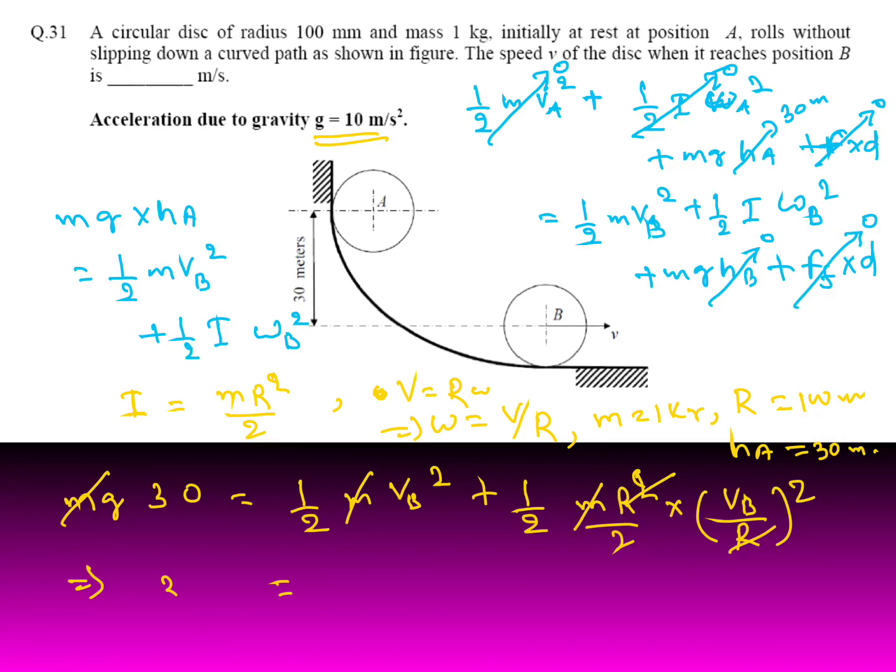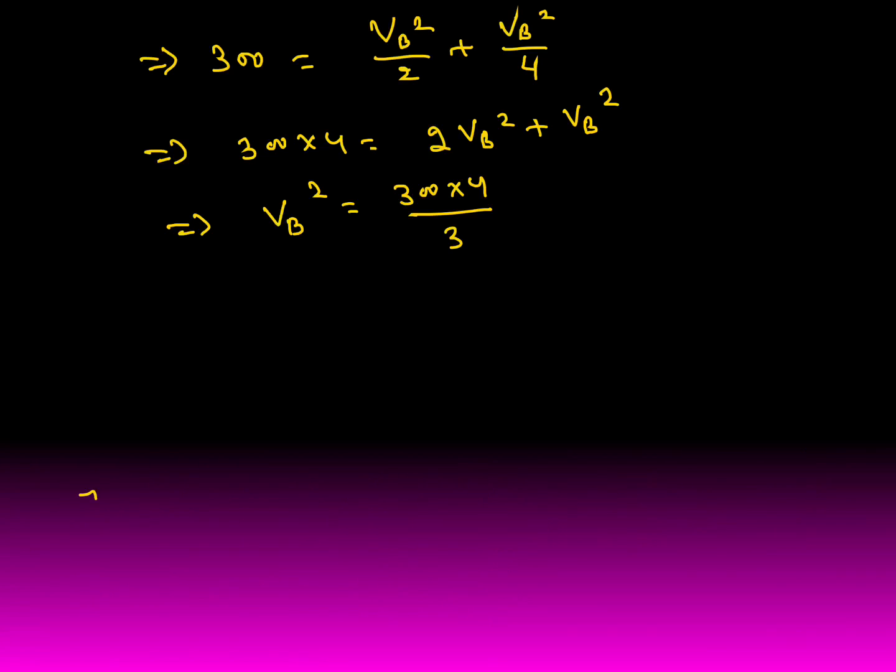It's vB square by 2. Here it's vB square by 4. So 1 by 2 plus 1 by 4. So if you solve, finally you will get vB square is 400. vB is root over 400, it's 20 meter per second. This is your answer. It's 20 meter per second.